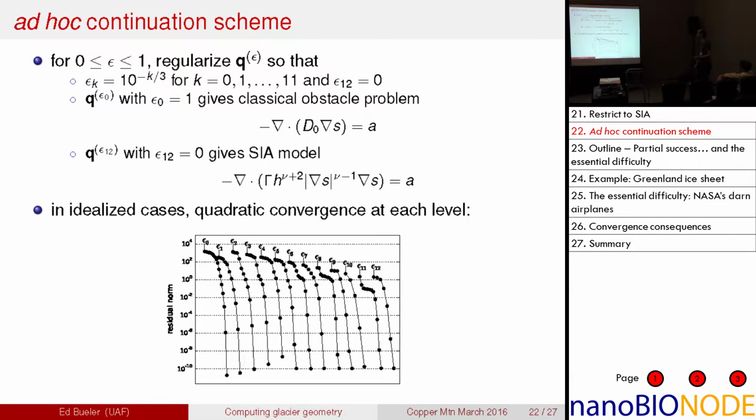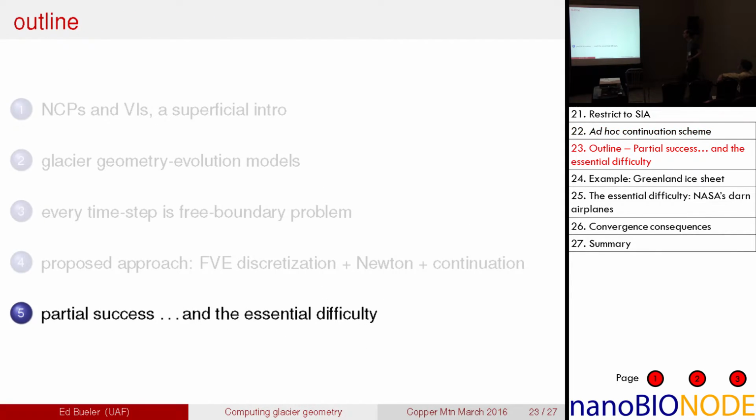Even that is, in my experience, tough to solve. So here's an ad hoc continuation scheme on top of it. That is to say, start with a classical obstacle problem using your climate, using your bed for your glacier, and a sort of pseudo-diffusivity, which comes from vertically integrated viscosity, essentially. Solve that problem, try to get quadratic convergence, and then run with less and less regularized until you have the unregularized problem. That's the goal.